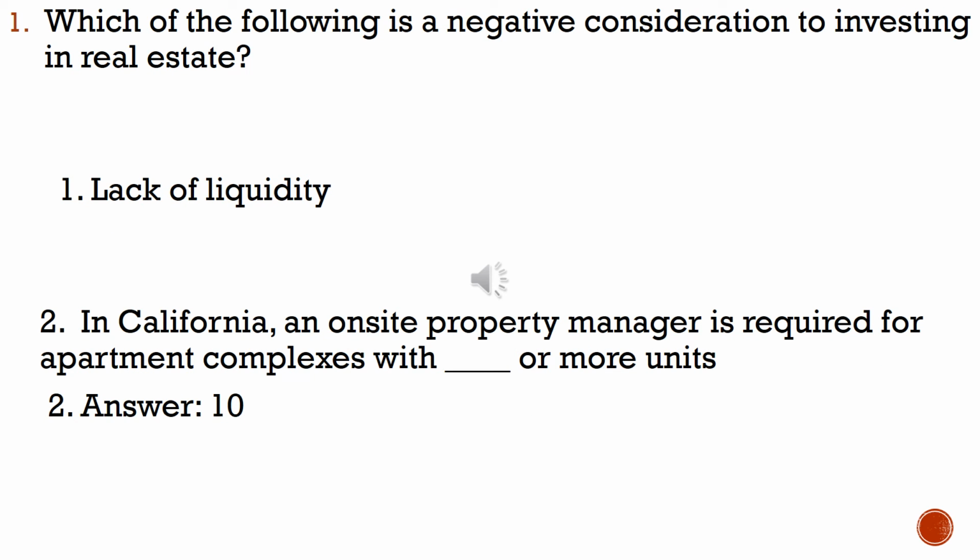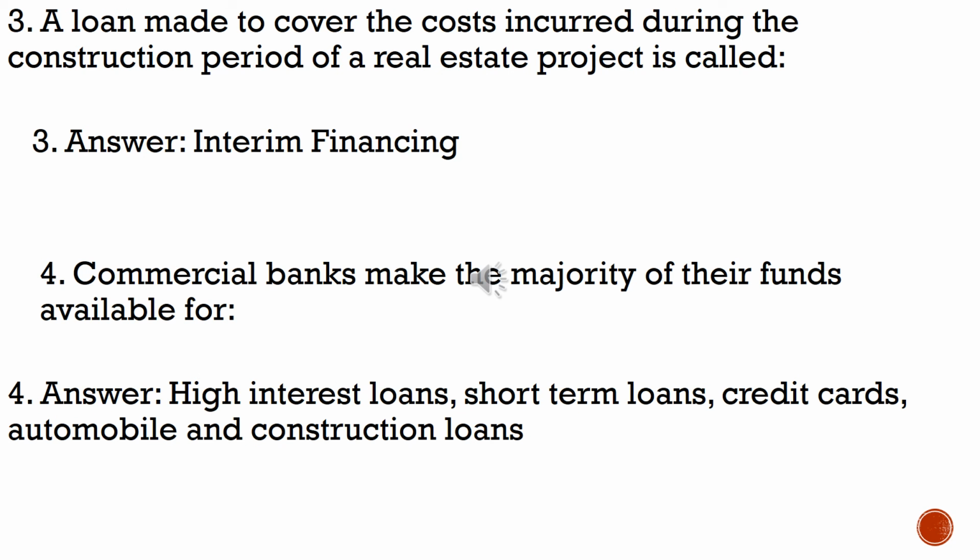Question number 1. Which of the following is a negative consideration to invest in real estate? Answer: lack of liquidity. Question number 2. In California, an on-site property manager is required for apartment complexes within blank or more units. Answer: 10. Question number 3. A loan made to cover the cost incurred during the construction period of a real estate project is called? Answer: an interim financing.